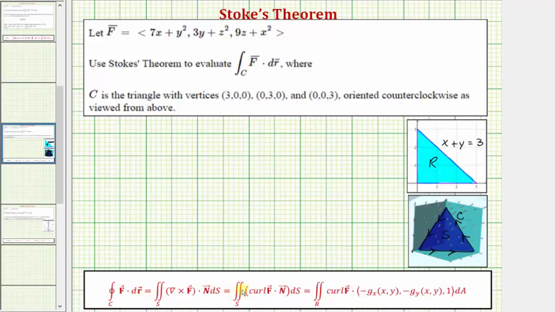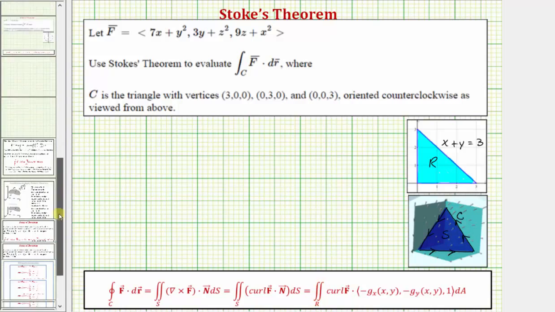So if Stoke's theorem applies, the line integral along the curve C of f dot differential r is equal to the double integral over the surface S, where the curve C is the boundary of surface S, of the curl of f dot n differential S. And we'll actually evaluate the surface integral using this double integral over the region R by projecting the surface S onto the xy plane. But let's first review Stoke's theorem.